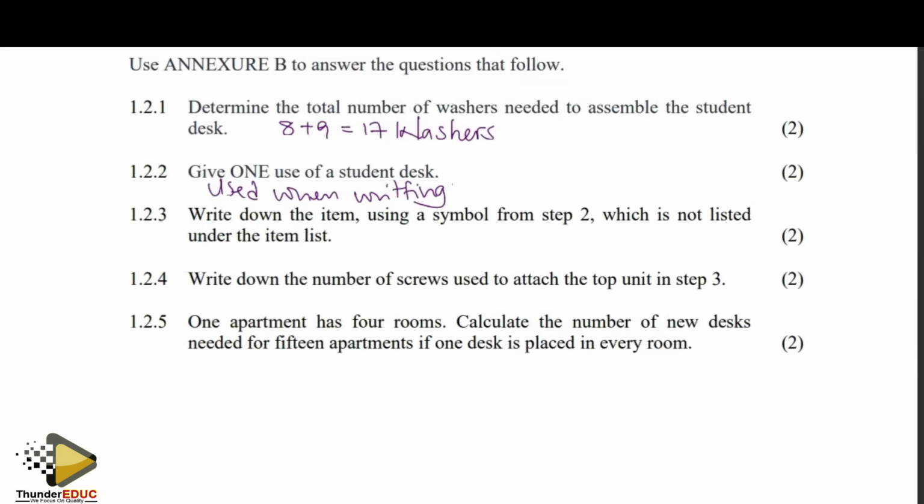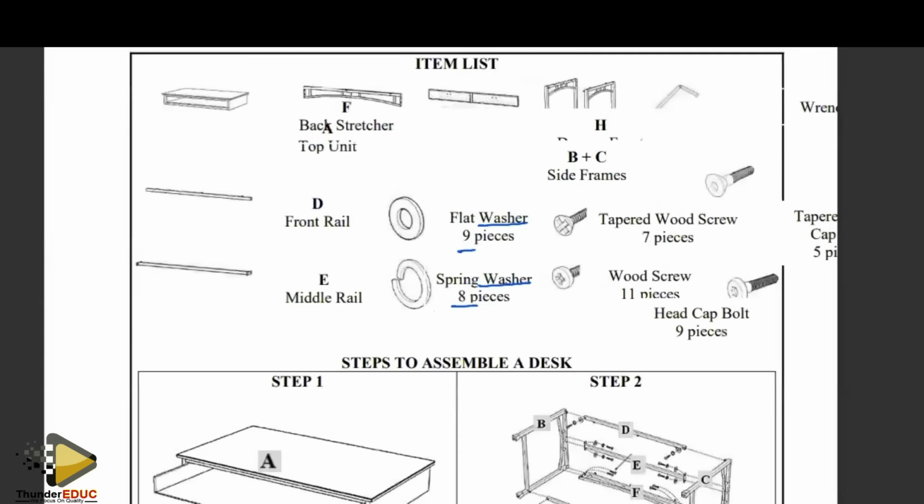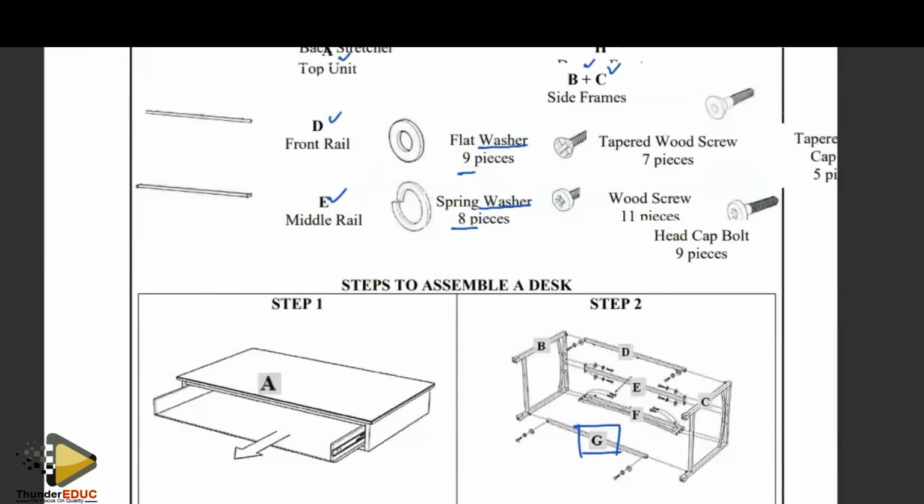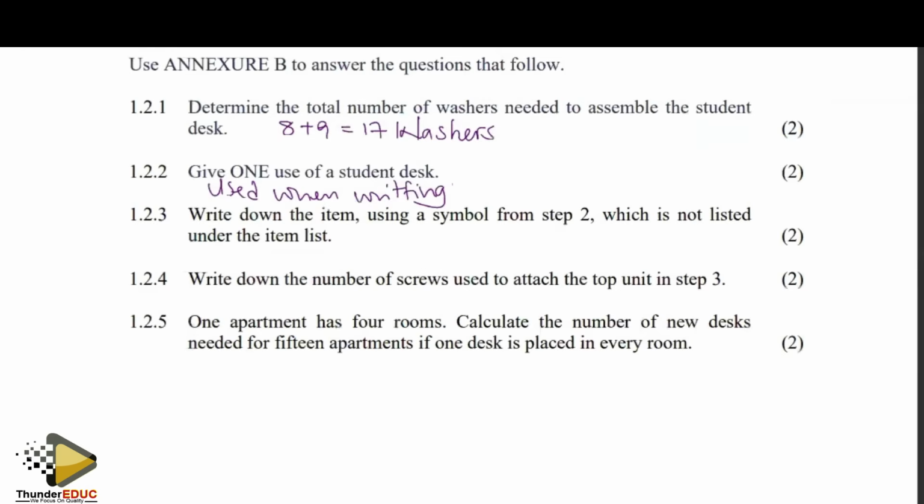Write down the item using a symbol from step 2 which is not listed under the list. Take note, here we have F, A, D, E, B, C, H. And come to step 2, this one is missing. G is missing, so we shall write there, G is missing.